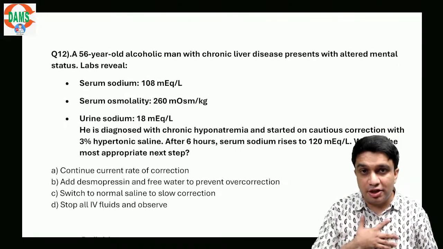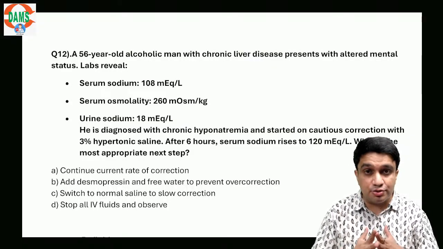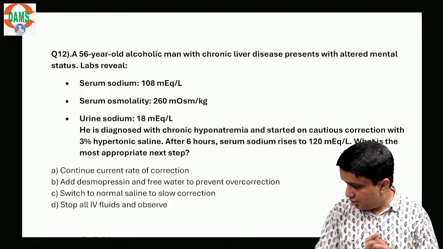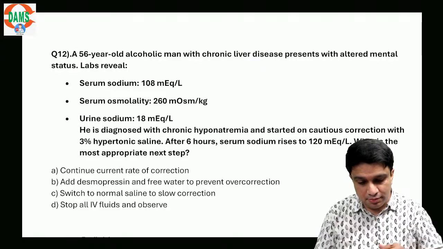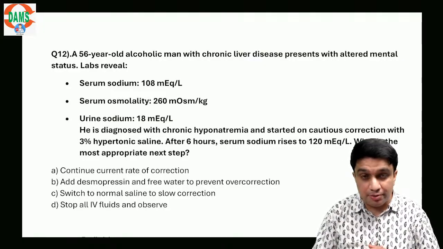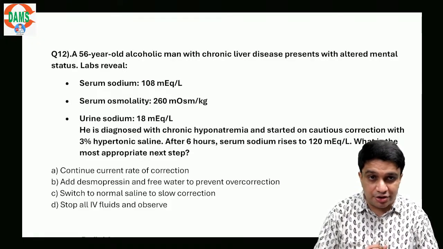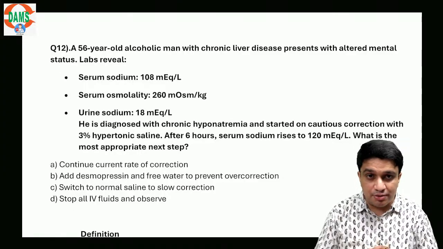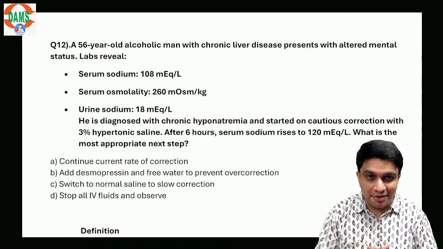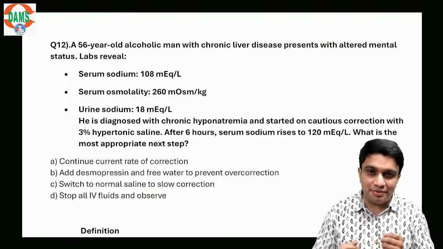A 56-year-old alcoholic male patient with chronic liver disease presents with altered mental status. His sodium is 108. The serum osmolality that you found in the patient is 260. Okay. Urine sodium is 18. He is diagnosed with chronic hyponatremia and started on cautious correction with 3% hypertonic saline. Yes. After 6 hours, sodium rises to 120. What is the next appropriate treatment? Tell me.